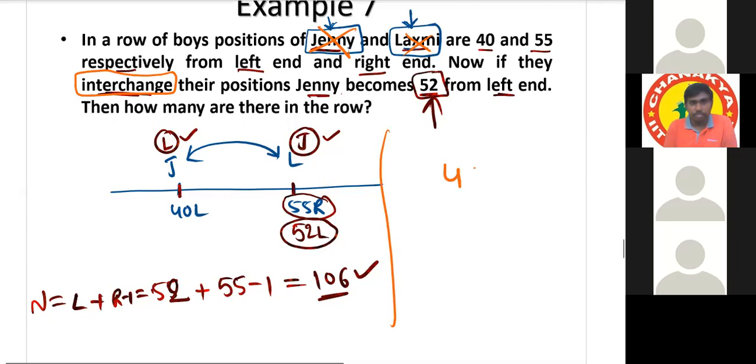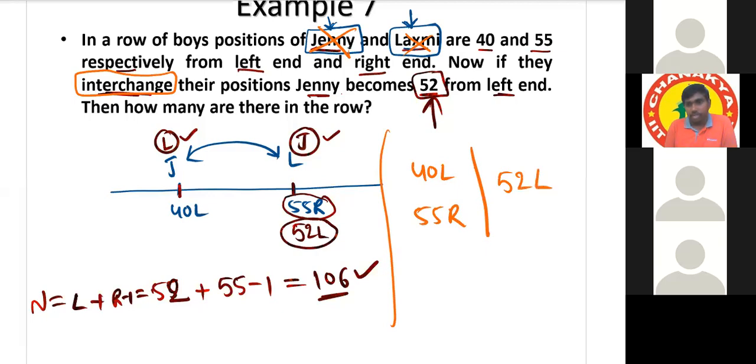Tell me, 40 from left hand or right hand? Left hand. 55 from right hand. After interchanging, which information is given? Sir, 52 from left hand. 52 from left hand. Okay, here we need to find the number of persons in the row.